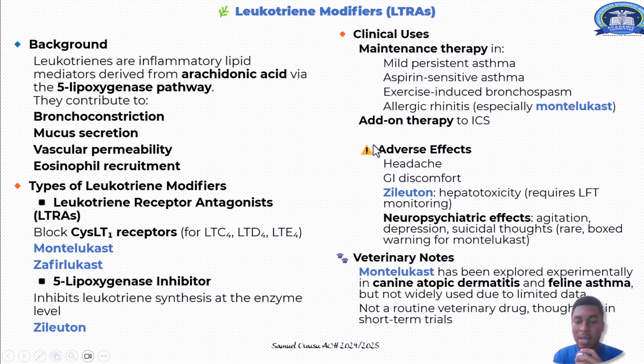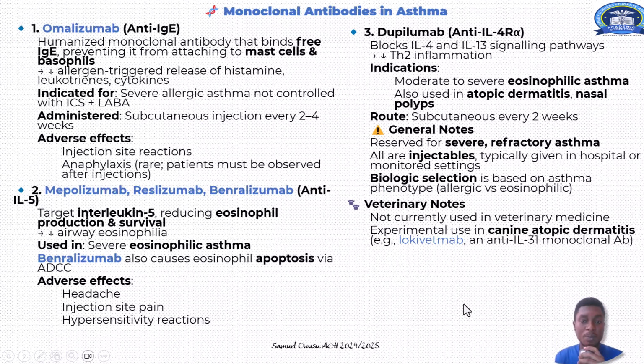All right. And because they have adverse effects, the adverse effects are headache and GI discomfort. Zileuton tends to cause hepatotoxicity. It's not good for your liver at all. Some of them too can come with neuropsychiatric symptoms like agitation, depression, and suicidal thoughts. Now, montelukast has been explored experimentally in canine atopic dermatitis and feline asthma, but there's no data to support that, so they are not used in vets as well.